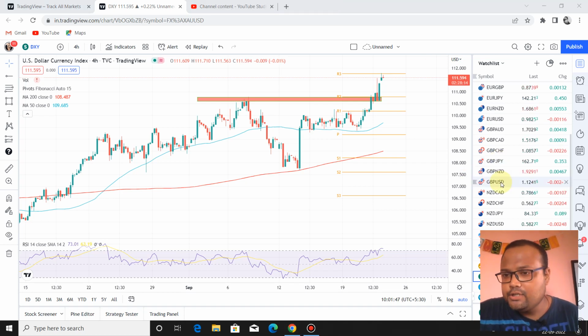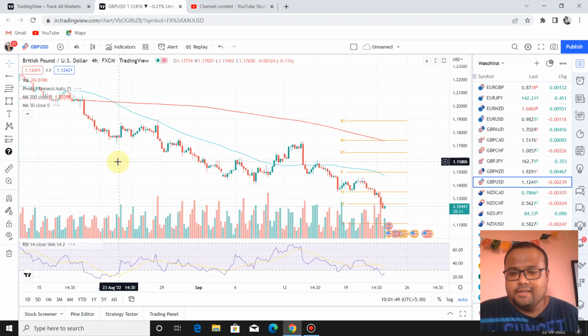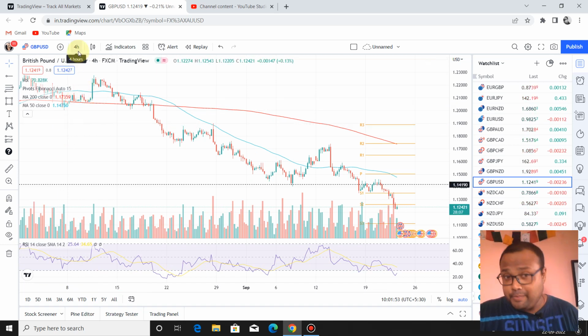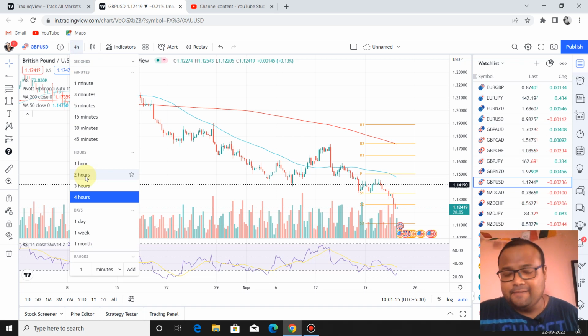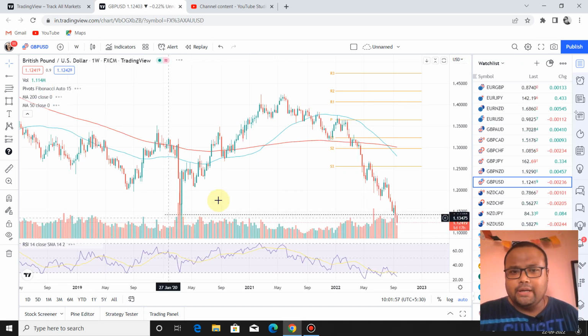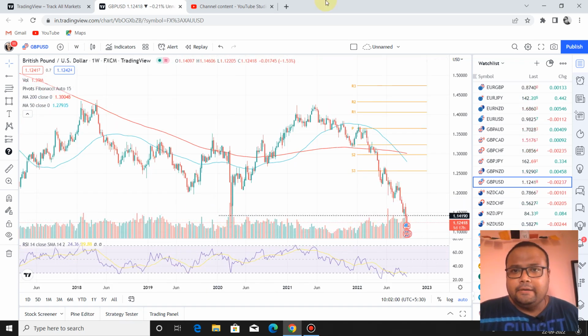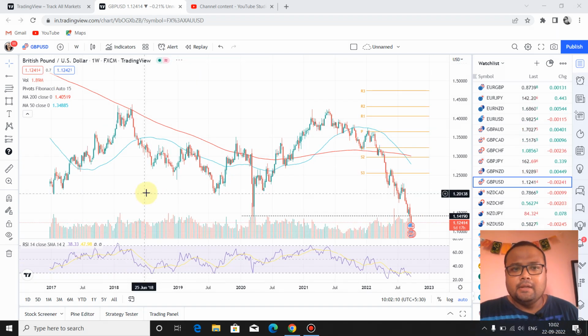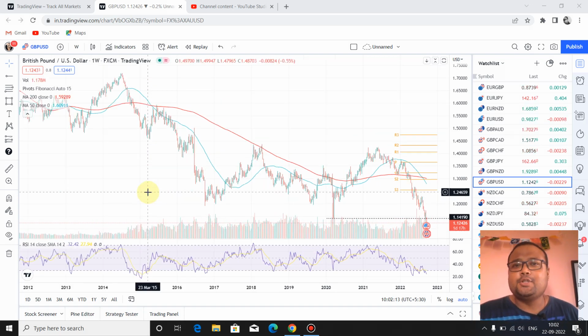Now let's look at the chart of GBP USD. Just like other USD pairs, GBP USD also saw heavy selling yesterday. If I take you to the weekly chart, we can see that GBP USD broke the crucial support and right now is trading far below. As a result, GBP USD does not have any support, just the opposite of DXY. DXY does not have any resistance, and GBP USD and Euro USD do not have any support.